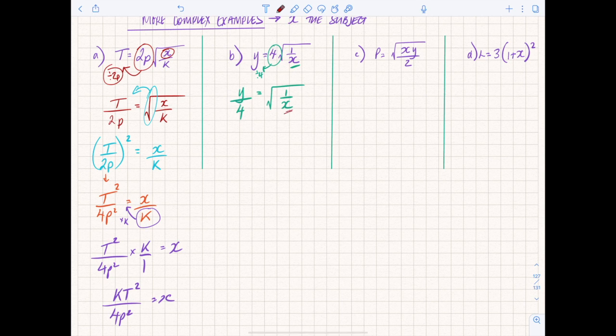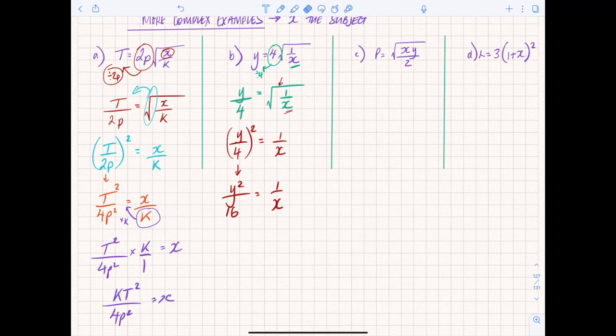Go through the process again. I'm still trying to get this x on its own, so I'm going to move the root sign. So it becomes y over 4, and all of that is being squared to get rid of that root sign, which is 1 over x. And again, what we can do is work this out. Y over 4 squared means y over 4 times y over 4, which is y squared over 16. So this turns to y squared over 16 is equal to 1 over x.